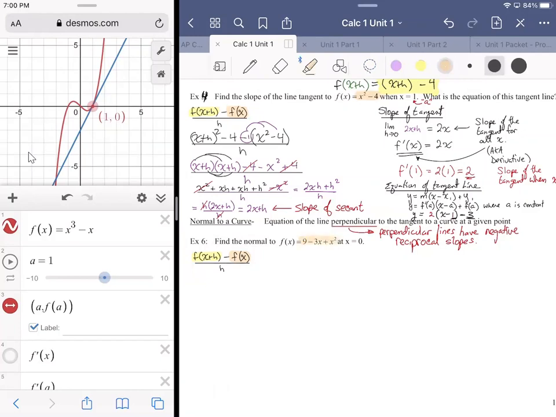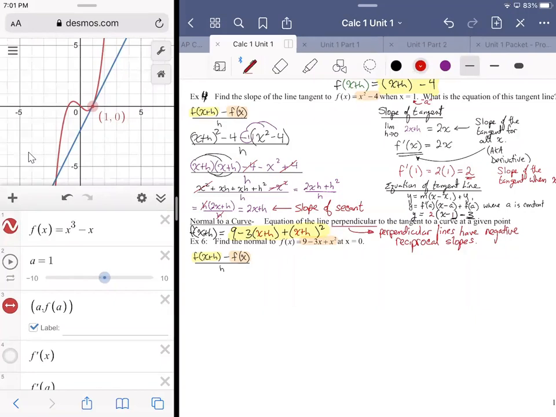I have my f of x. I need the f of x plus h. Right? So again, that's what you would get if you replaced every x in your original function with an x plus h. So this whole expression is going into my difference quotient, and then it's going to get expanded and then cleaned up and simplified and all that.